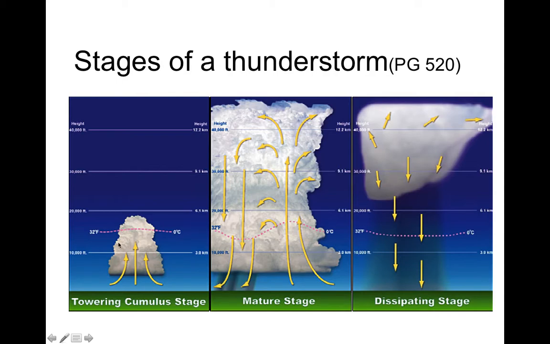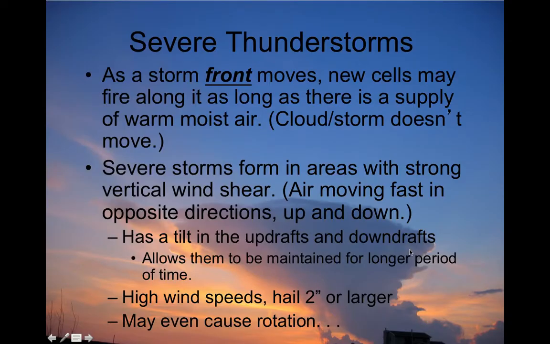What you need to know for a test is where you have updrafts and where you have downdrafts. So this beginning stage you have updrafts only. The mature stage you have both updrafts and downdrafts. And then the dissipating stage you have only downdrafts.